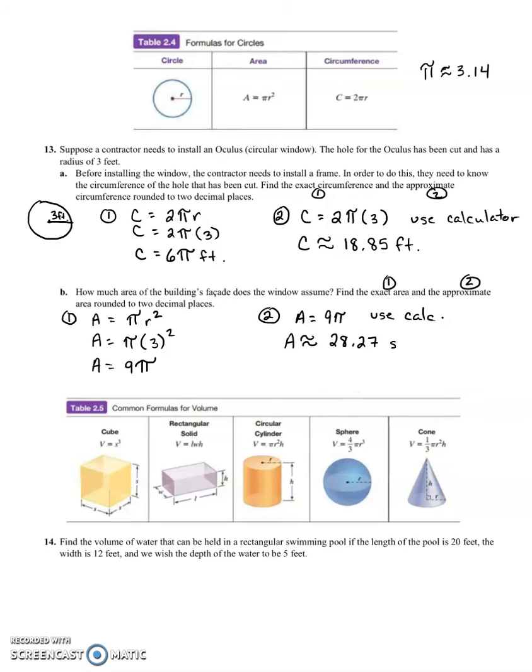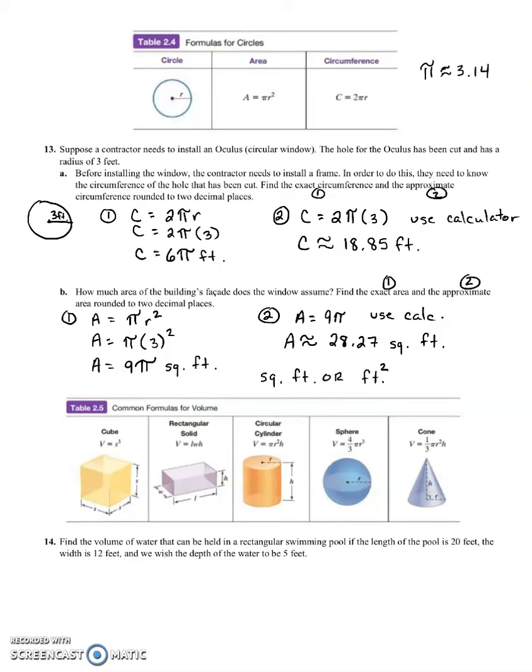And remember, this is square feet because it's area, and I should have put square feet over on part 1 also. Or instead of writing square feet, we could write feet with an exponent of 2, so feet squared.